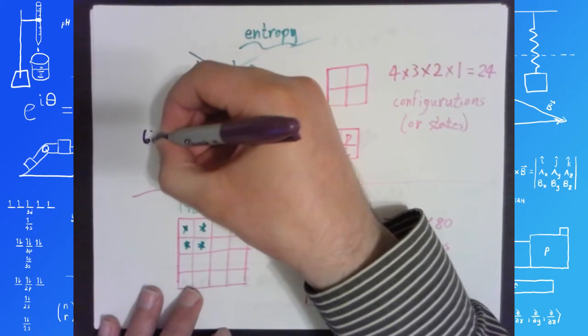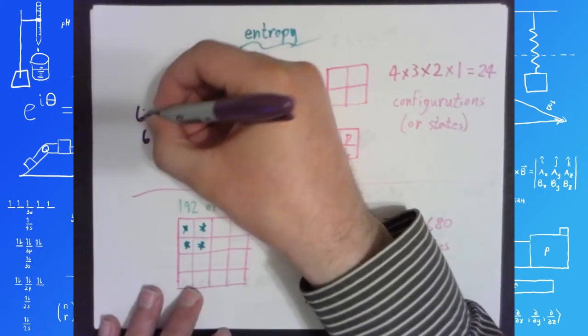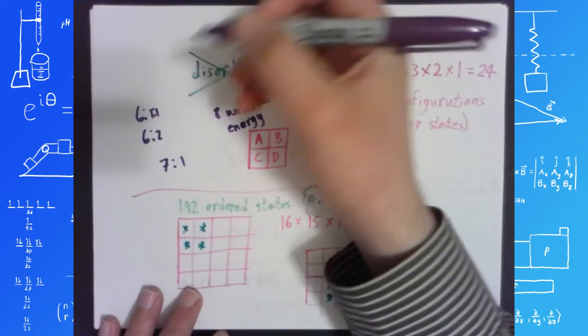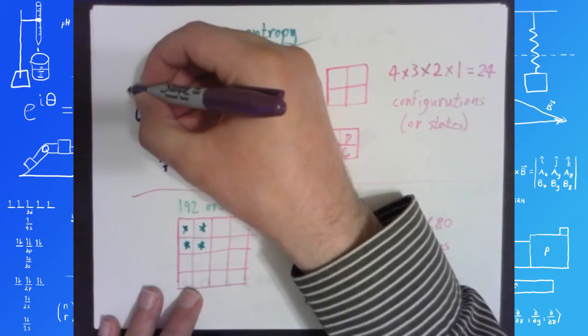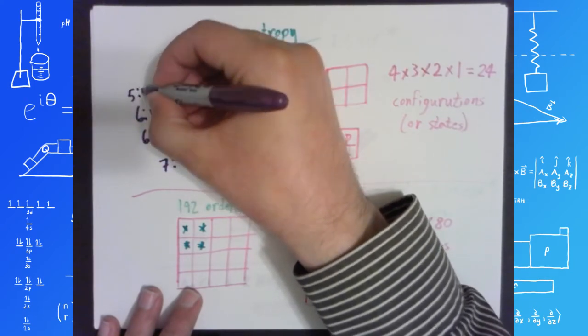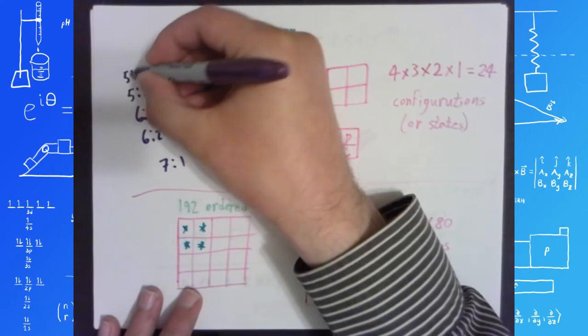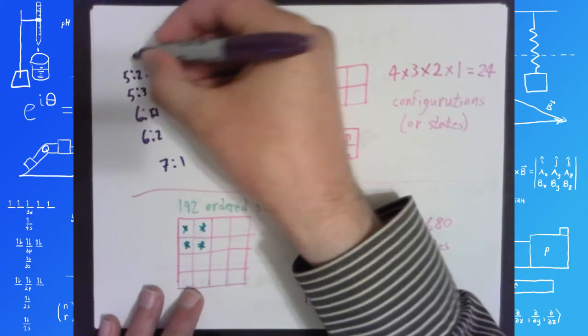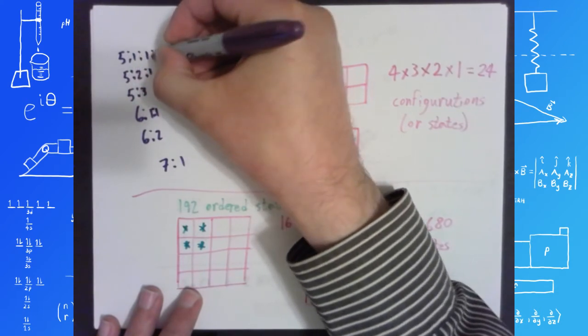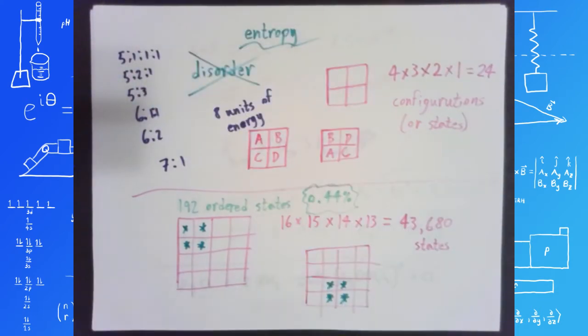You could do 6-2 next. You could do 6-1-1 next. Whoops, I forgot my colon there. You can do 5-3, 5-2-1, 5-1-1-1, and just count all of the different ways in which the energy could be distributed across those particles.